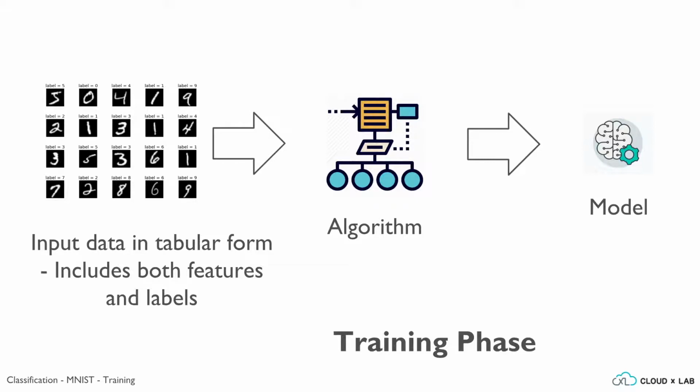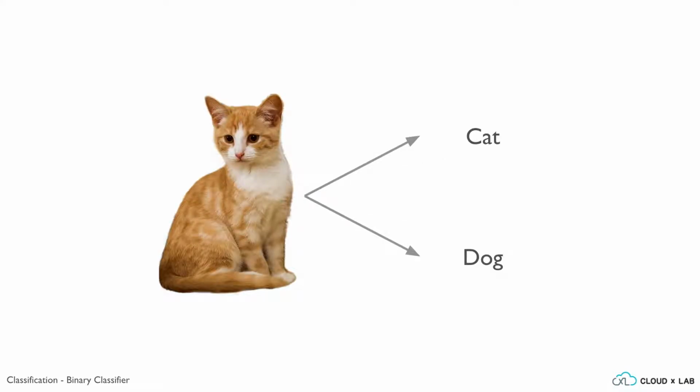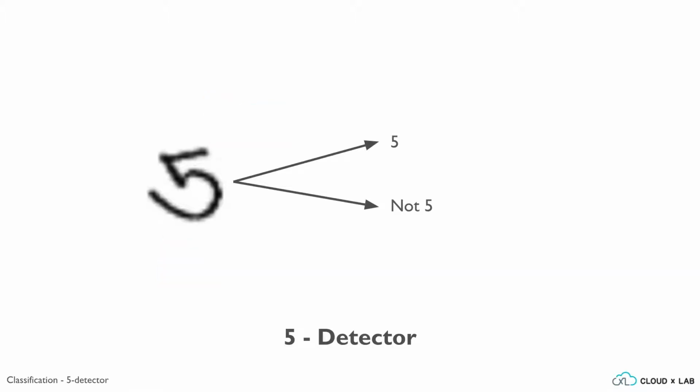Let's simplify the problem for now and first train a binary classifier which classifies the given image into class 5 if the image is of digit 5, else into class not 5. A binary classifier classifies an object into one of the two groups. Let's name this classifier as 5 detector for now.